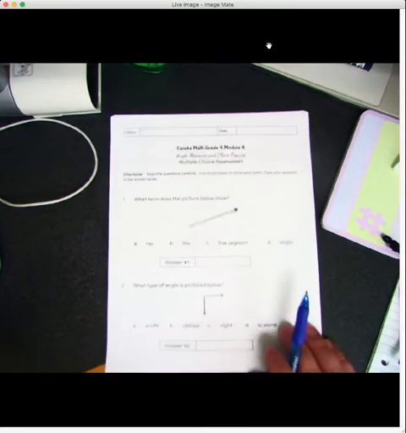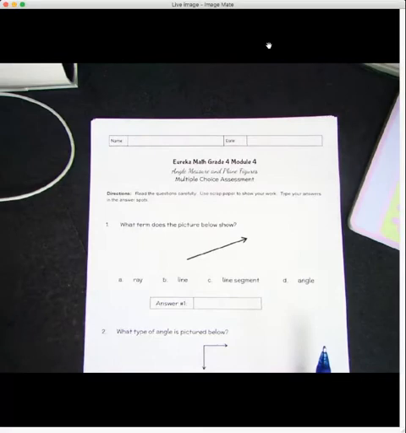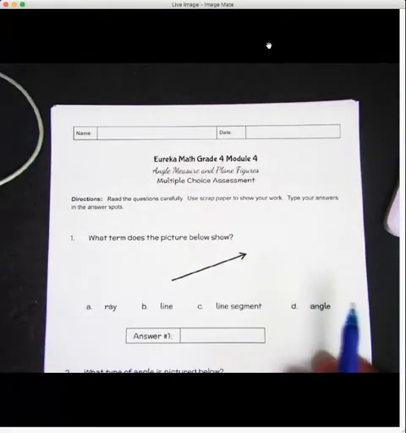All right, guys. Well, we are ready for our review for our math test tomorrow. I don't think this test is terribly hard. It's over all of the geometry lessons that we've done over the past month or so. So let's take a look at the review.